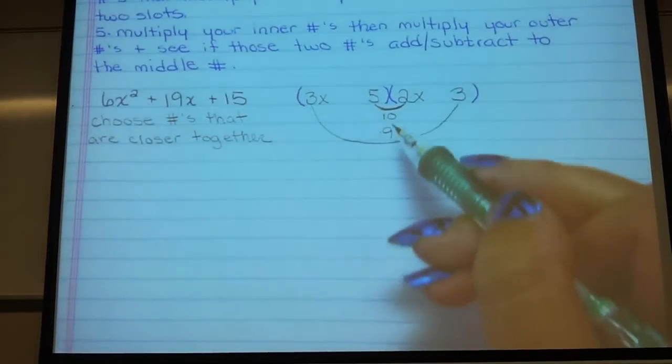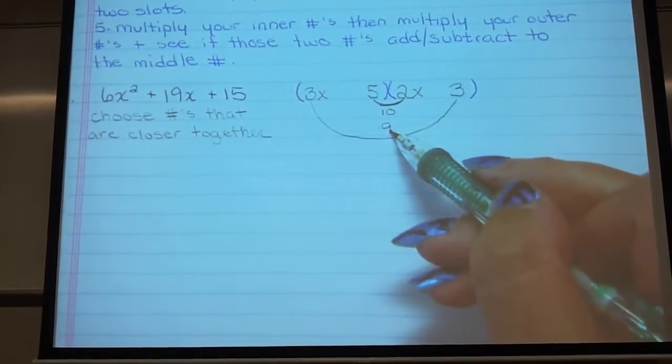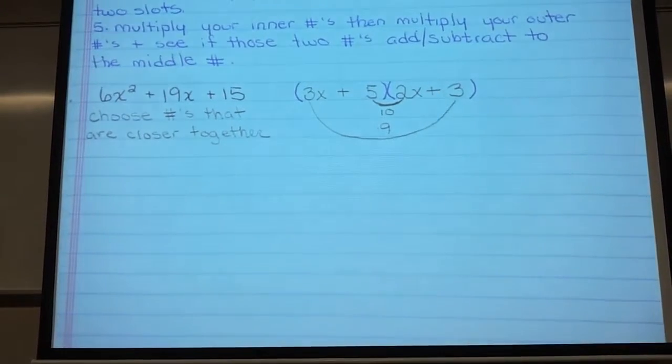Now, the question is, with the 10 and the 9, do we have to add them? Yes. So what's the sign in front of the 19? Positive. So both of yours will be positive. And that's your Innie Outtie.